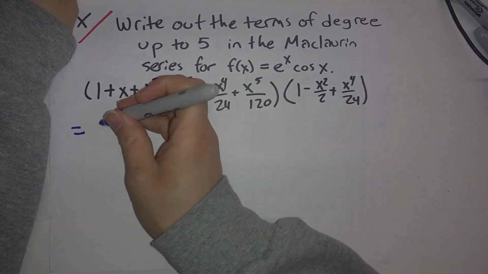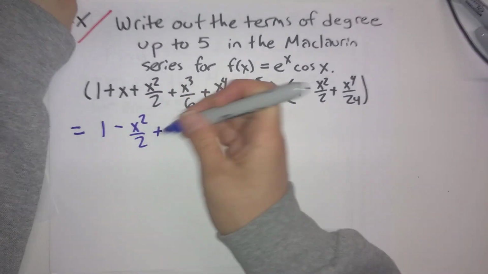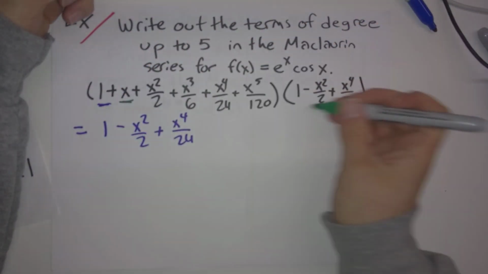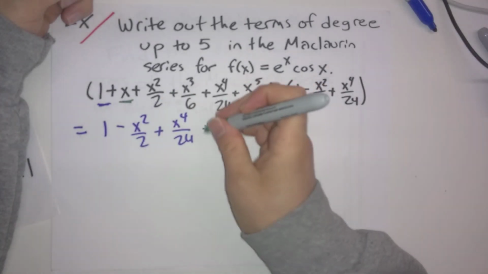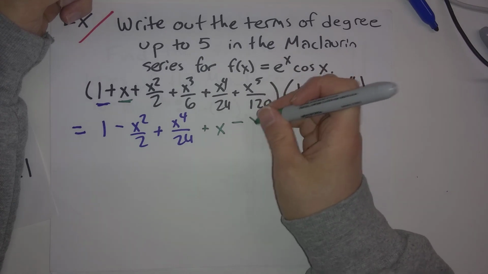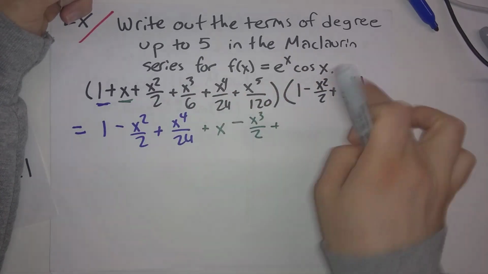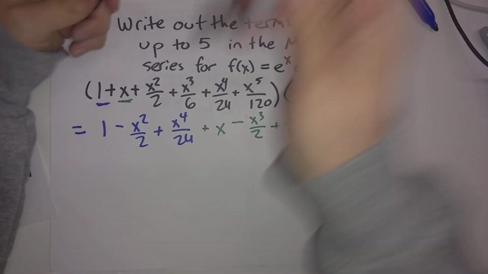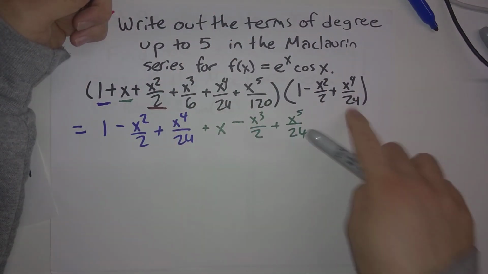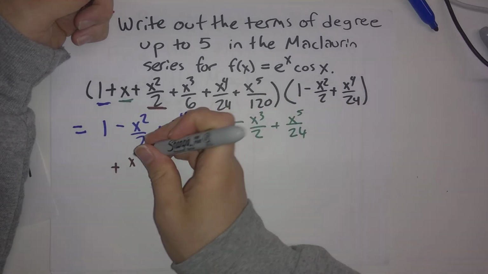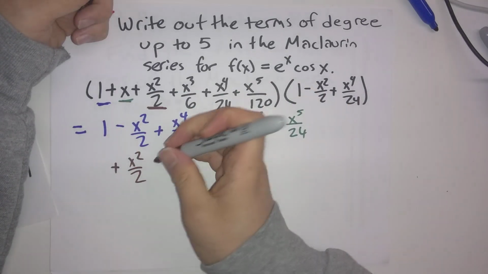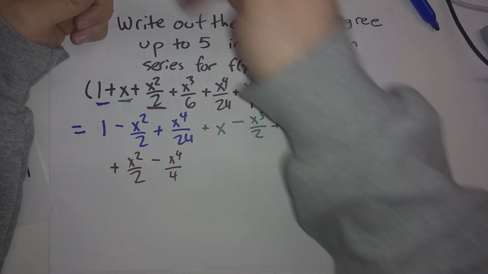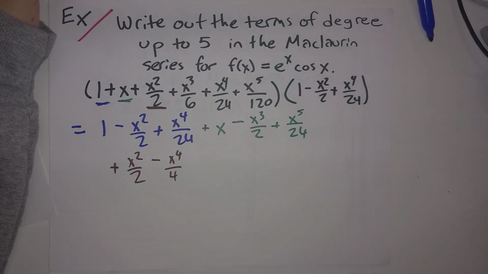So 1 times this, so that's 1 minus x squared over 2 plus x to the 4th divided by 24. What else do we have? Let's multiply x by these things over here. So that gives us plus x minus x times x squared over 2 is x cubed over 2 plus x times x to the 4th over 24 is x to the 5th over 24. What else do we have? Multiply x squared over 2 by this stuff. So plus x squared over 2 and minus x to the 4th over 2 times 2 is 4. But now the next term, x squared times x to the 4th, that will be x to the 6th. That's too big, so we don't have to include that.